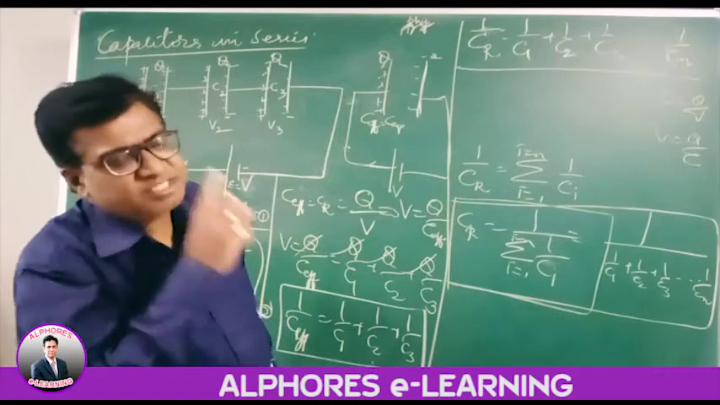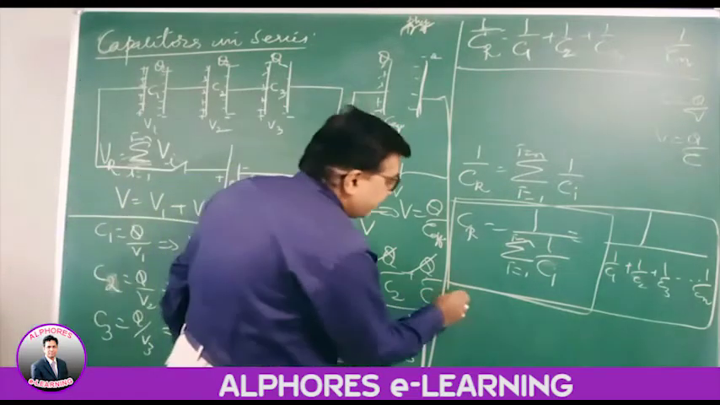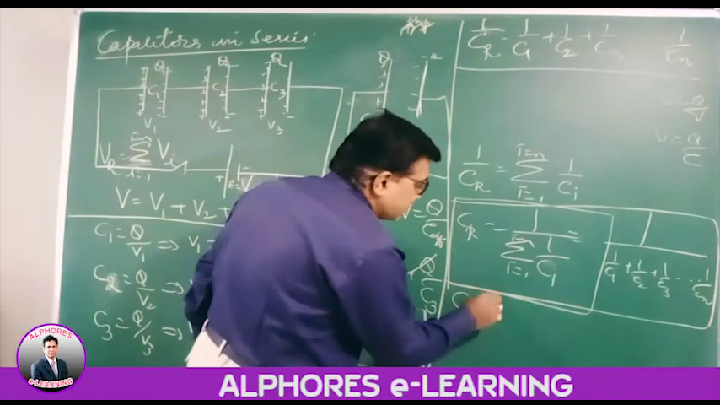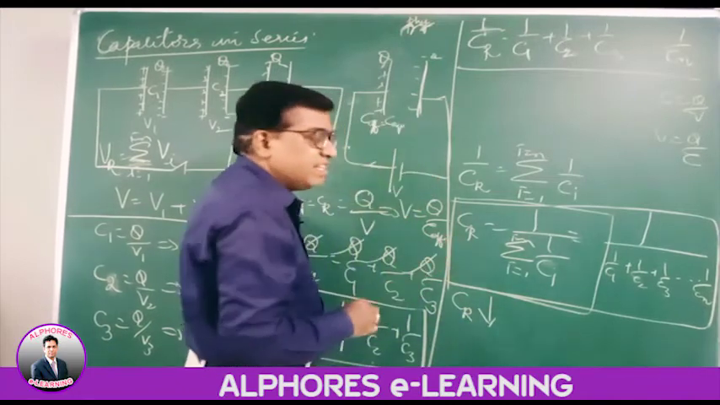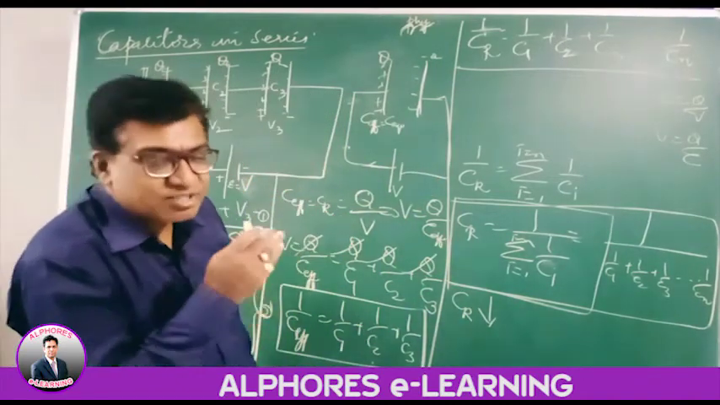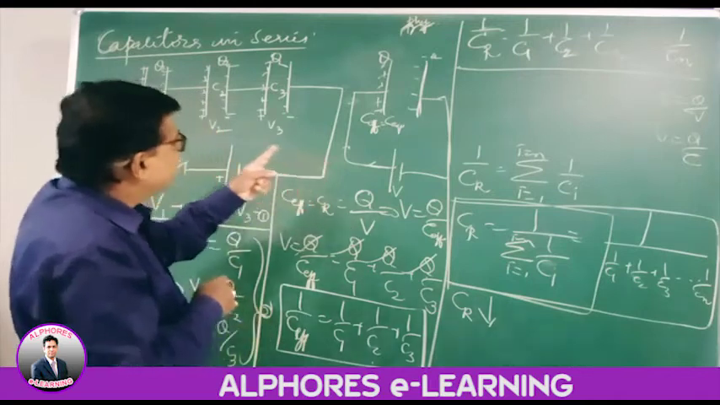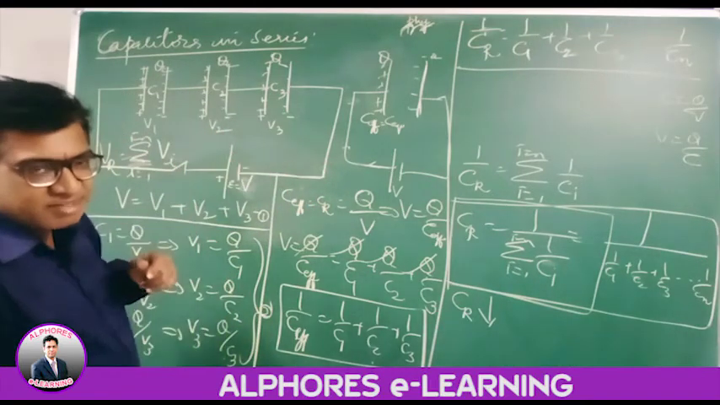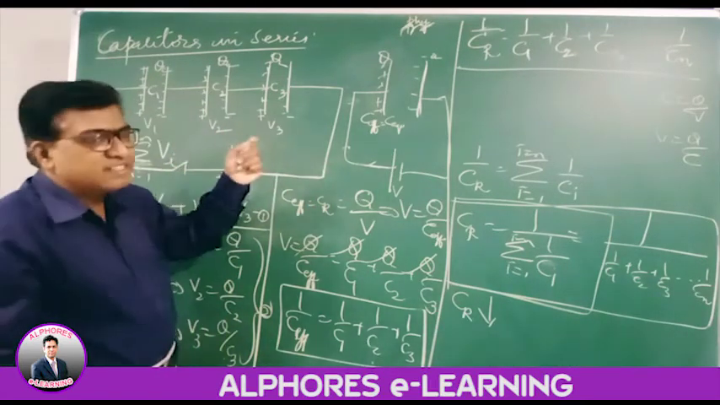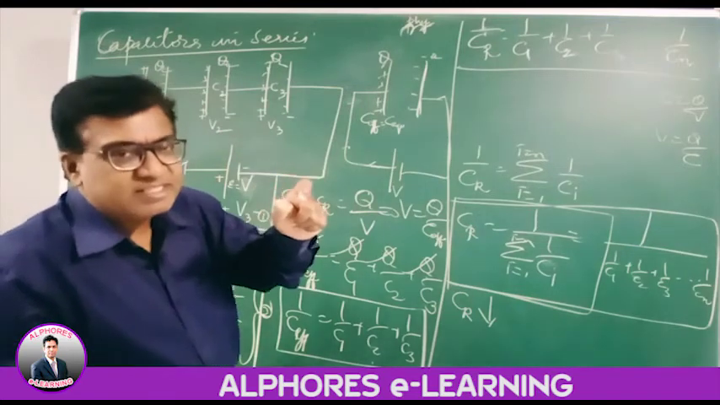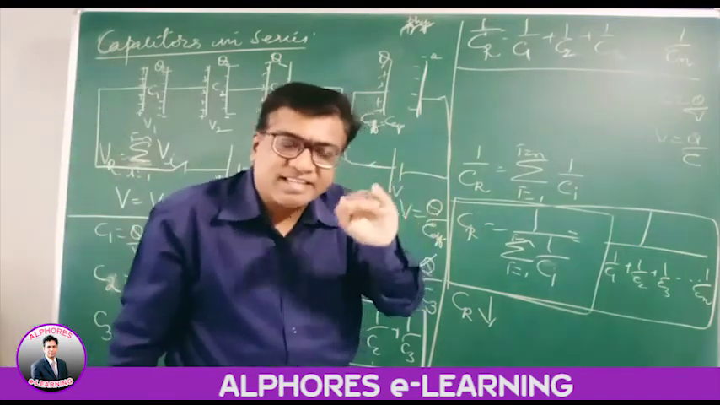In series combination, always remember the effective or resultant capacitance always decreases. It is always less than the least capacitance among those taken. Out of these capacitors, if one of them is the smallest, then the resultant is less than the smallest.